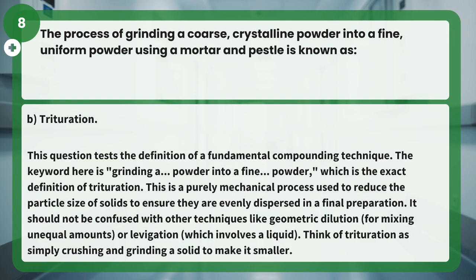Answer: B. Trituration. This question tests the definition of a fundamental compounding technique. The keyword here is grinding a powder into a fine powder, which is the exact definition of trituration. This is a purely mechanical process used to reduce the particle size of solids to ensure they are evenly dispersed in a final preparation. It should not be confused with other techniques like geometric dilution, for mixing unequal amounts, or levigation, which involves a liquid. Think of trituration as simply crushing and grinding a solid to make it smaller.